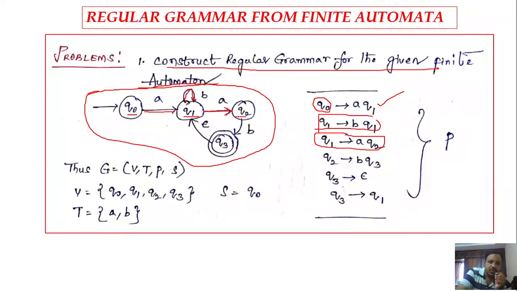Next, Q2. Q2 on b goes to Q3. So write down the production rule as Q2 denotes bQ3. Okay, Q2 denotes bQ3.